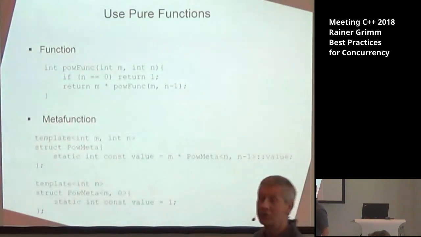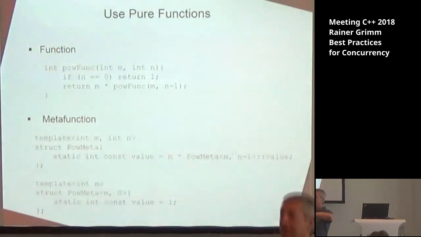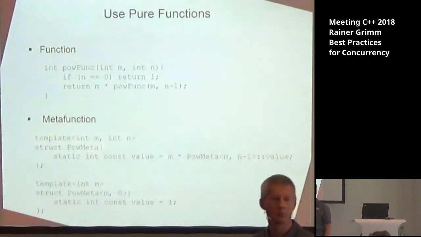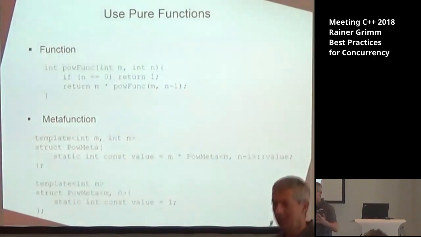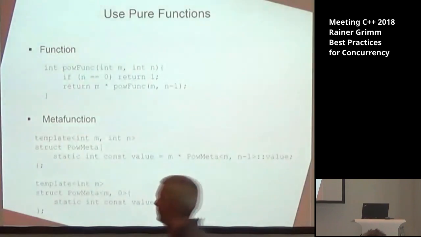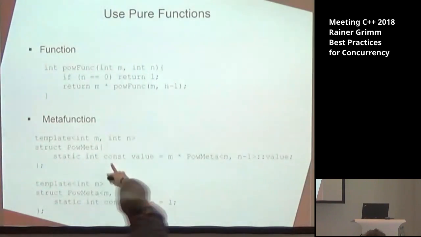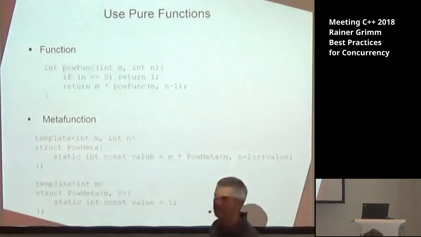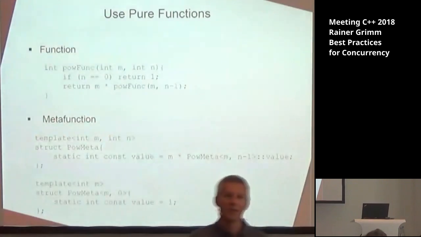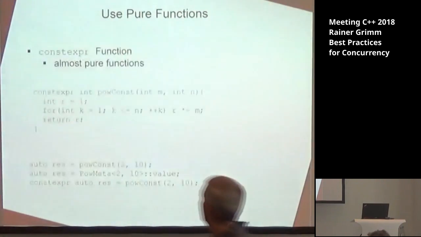Meta function. A function which is executed at compile time is pure. That's the reason why C++ template metaprogramming is a pure functional sublanguage in the imperative language. So this stuff, it's not nice, but it's pure. Calculating the power of a number at compile time with this template metaprogramming stuff. And that is the way you should go.